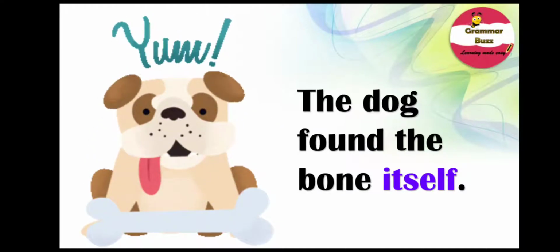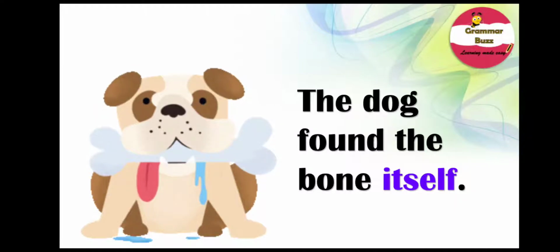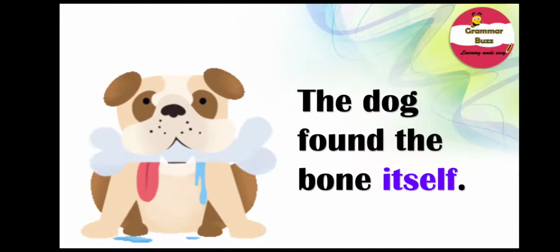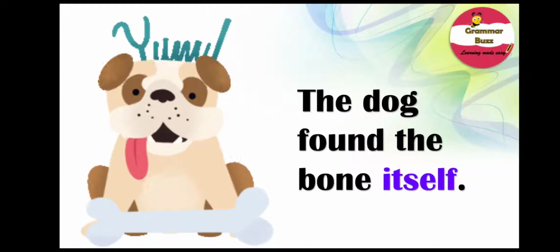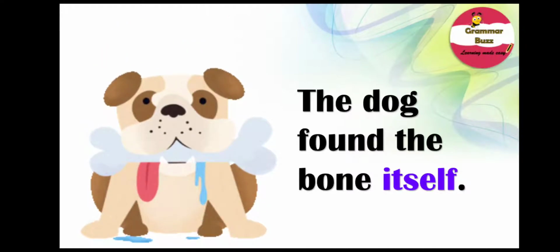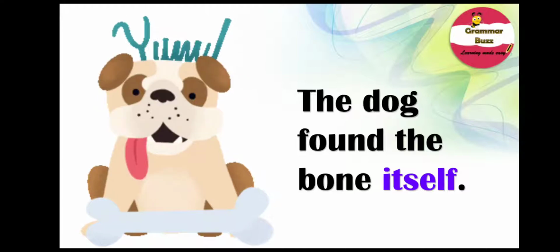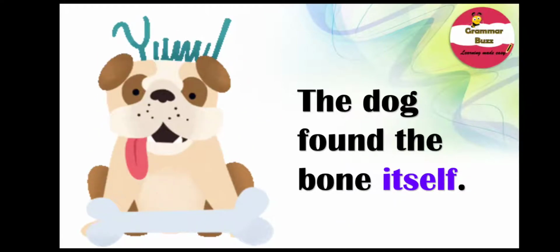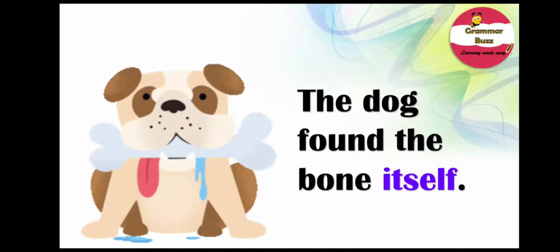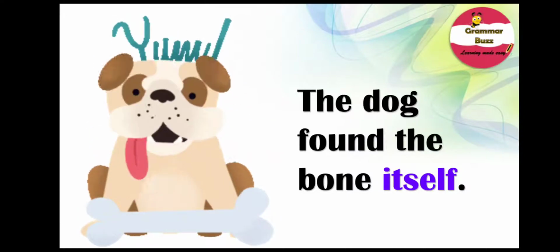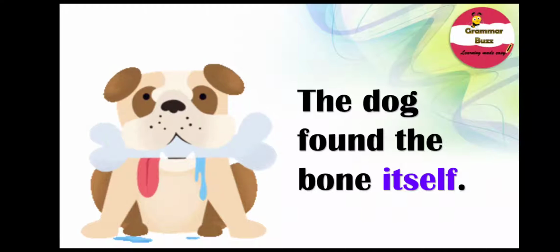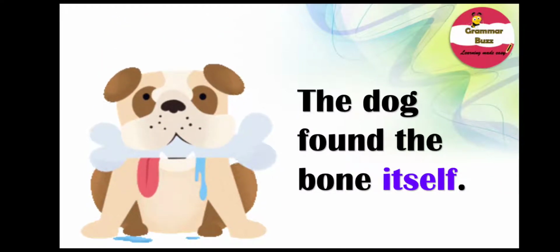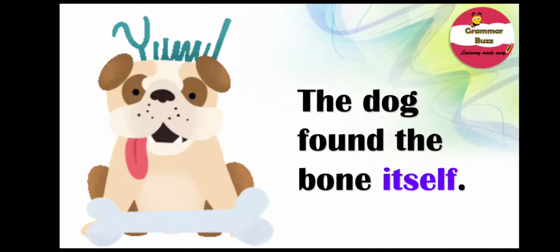But is the dog the object of the sentence? No. The object of the sentence is the bone. So, itself is the emphatic pronoun. In this sentence, the emphatic pronoun itself refers back to the noun dog in order to emphasize it. And that would mean the same as the dog itself found the bone. So, itself is an emphatic pronoun.